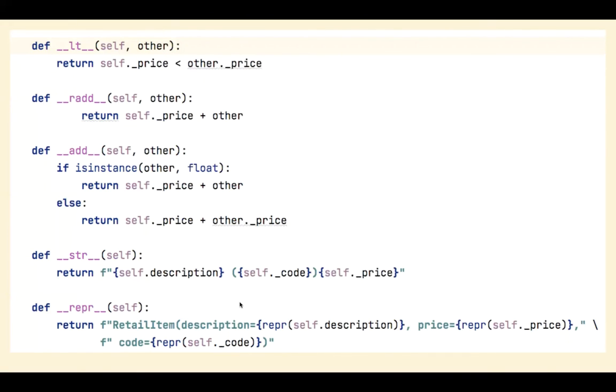I define my less than, my reverse add and add together, and then I have my str and repr methods defined. So less than would be price is less than the other price. Add allows me to add an integer to the price or a floating point to the price. And if it's an instance of a float here, it allows me to have my sum all work correctly. So if it's a float, it has the float object. Otherwise, it assumes it's an object and gets the price.